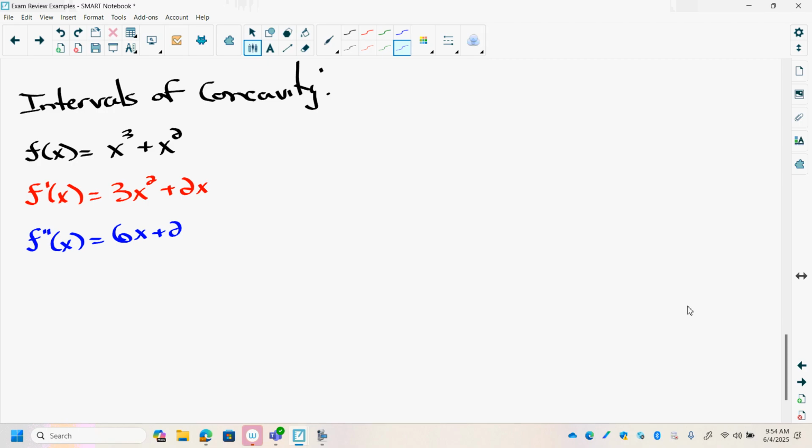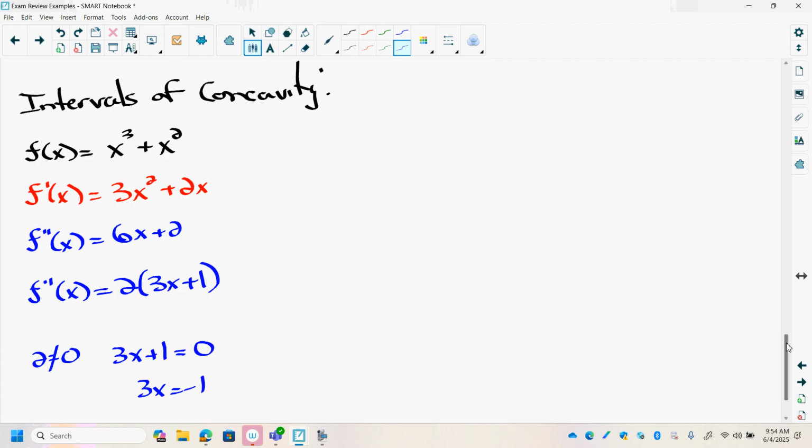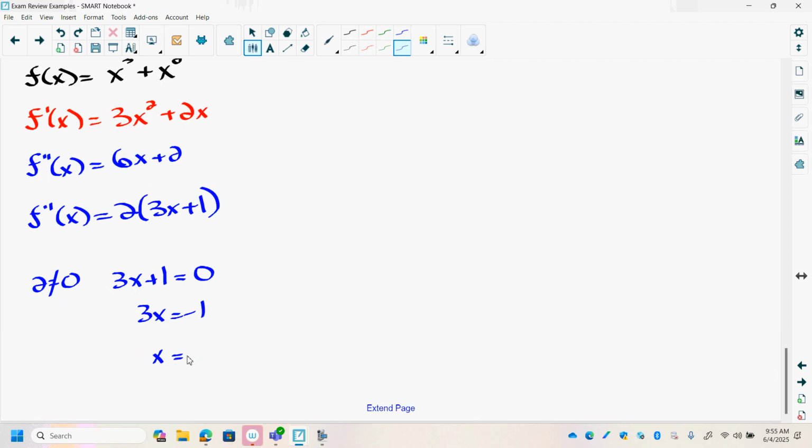Everyone okay with that? Now, if I wanted to factor that, I could take out a 2. It would leave 3x plus 1. When I go to get my critical values, does this make sense? Does 2 equal 0? No. Okay? So there's really only one critical value. 3x is going to equal negative 1. What would x equal? Negative 1/3.